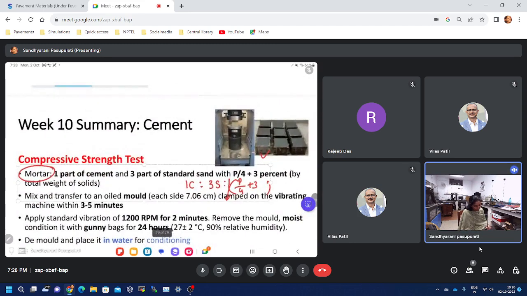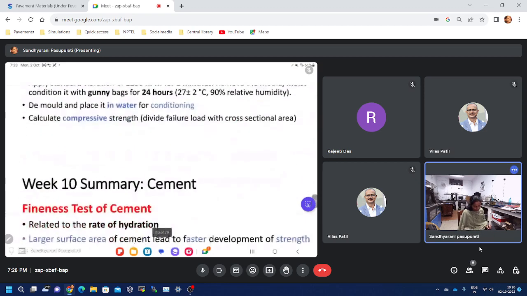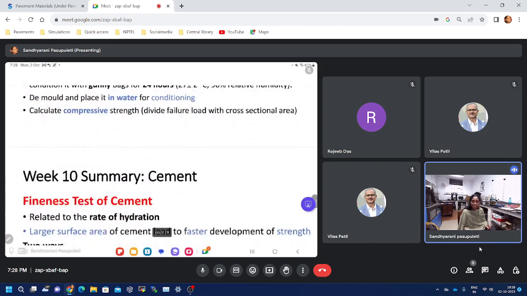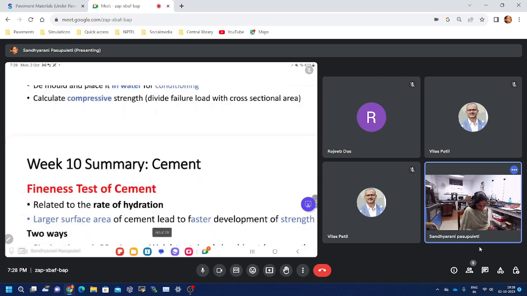Then we have the equipment to test the compressive strength of the cement. The cement would fail at a particular amount of load. That load divided by the surface area would give the compressive strength.